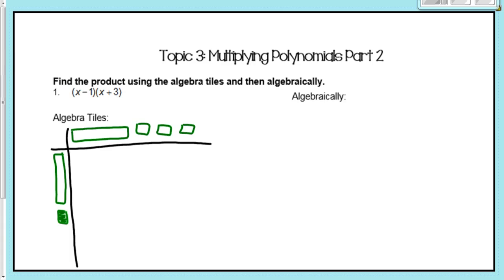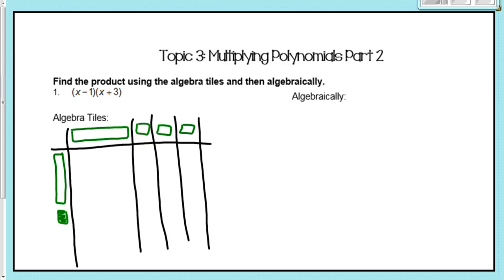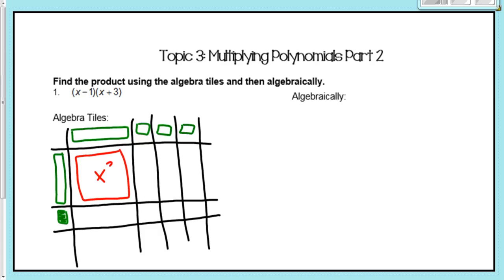So I mentioned last time that we're going to make kind of like the little roads in between the buildings. So I've got a line here, a line here, a line here. And I'm going to go across as well. And now I can see what I need to fill in. So I've got a big old x squared right here. Got a bar there for x, another one, another one.